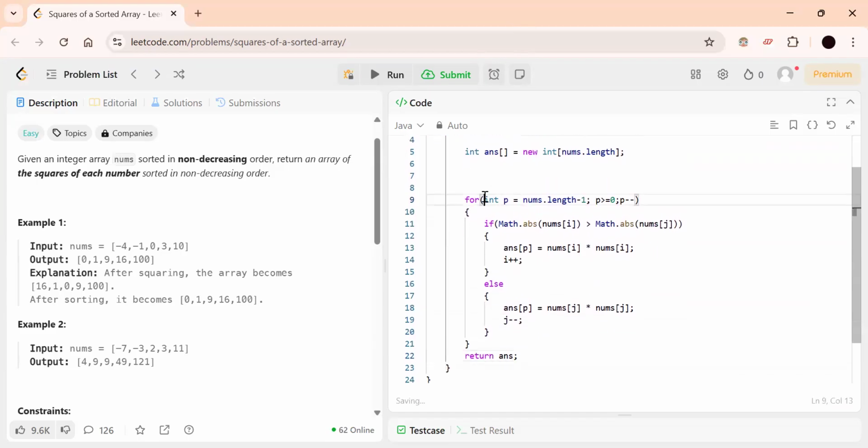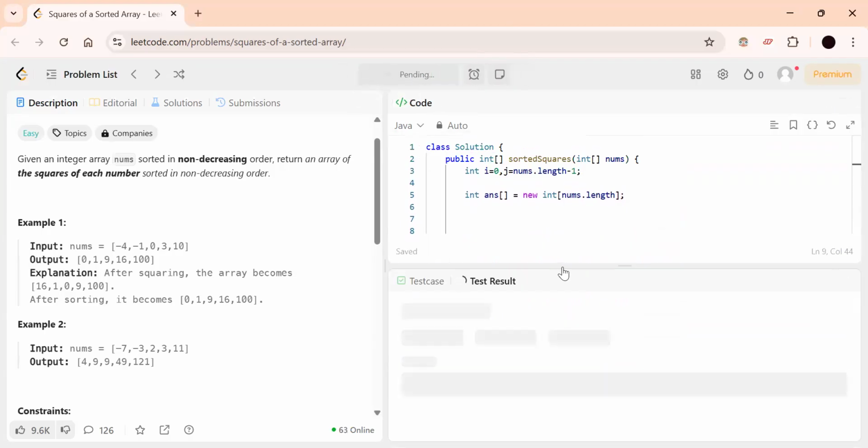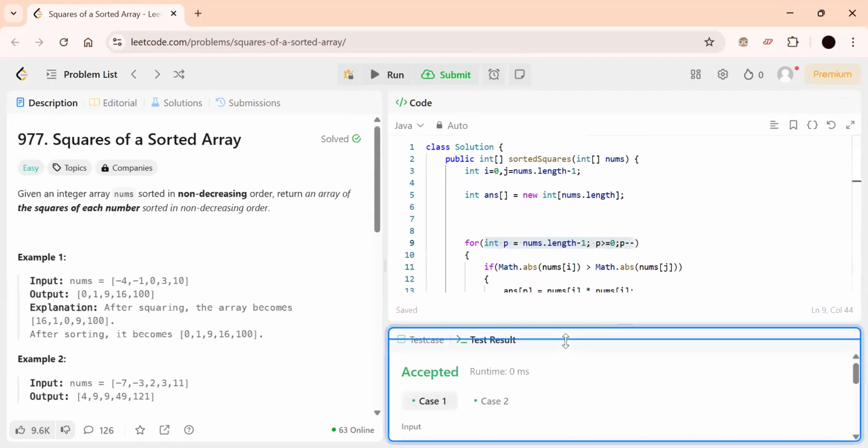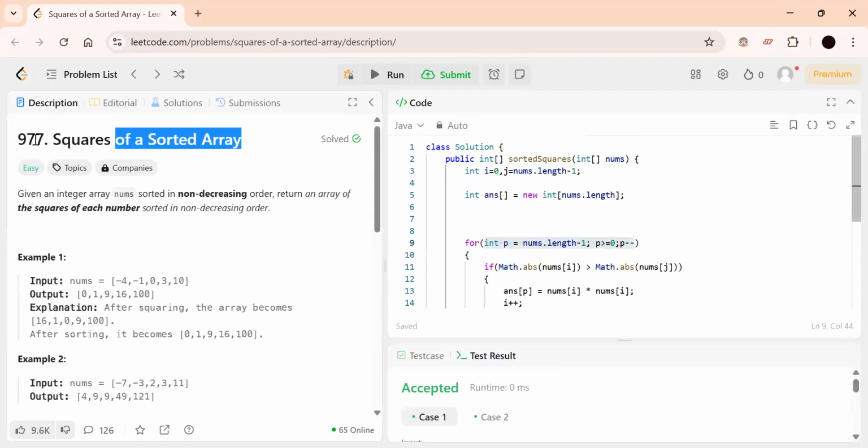Now, if you observe, the time complexity is simply n. We are not sorting. Instead, we figured out that the elements are in sorted order only. That's all, guys. This is how we solve this particular question. I hope the question and approach are clear to you people.